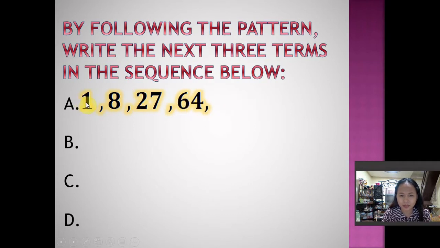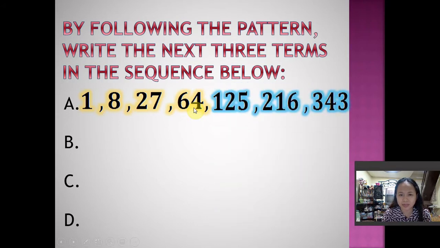Try to look at here. From 1, it becomes 8, then it becomes 27, and it becomes 64. So what do you think are the next 3 terms? So we have 125, 216, 343. So what therefore is the pattern or the rule for this sequence? So we simply raise a certain counting number to 3.